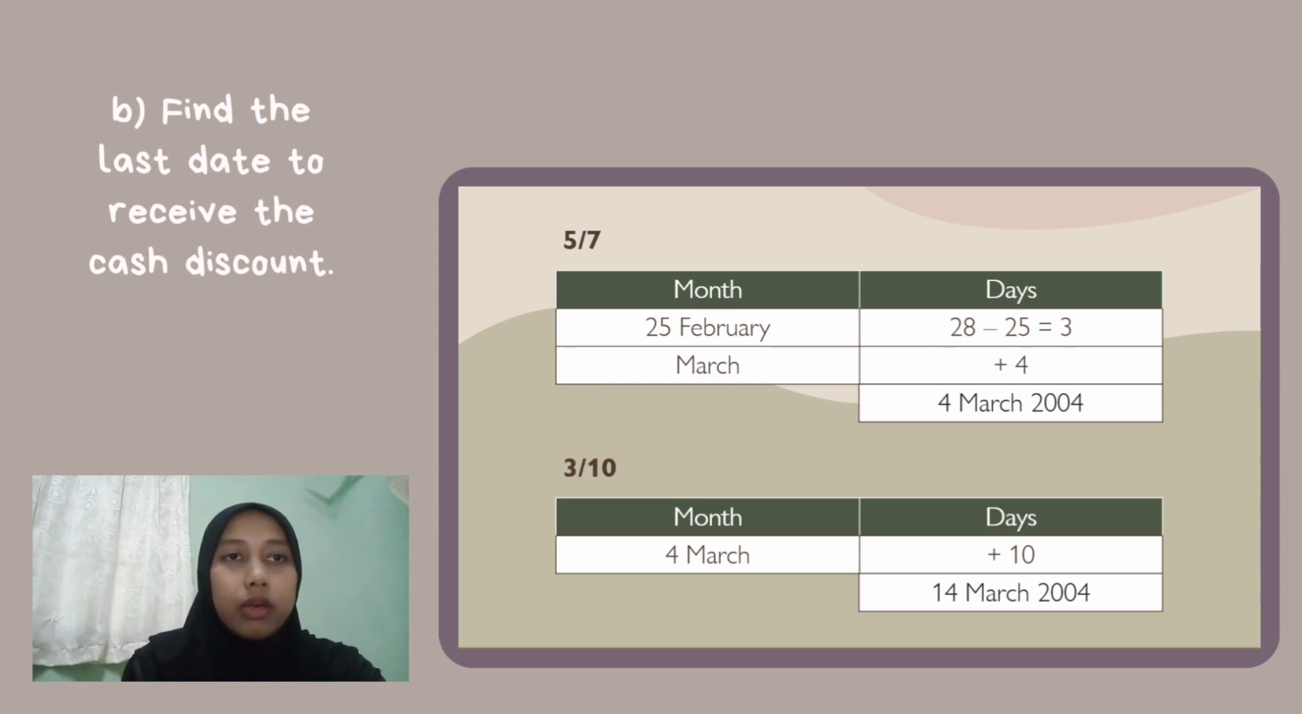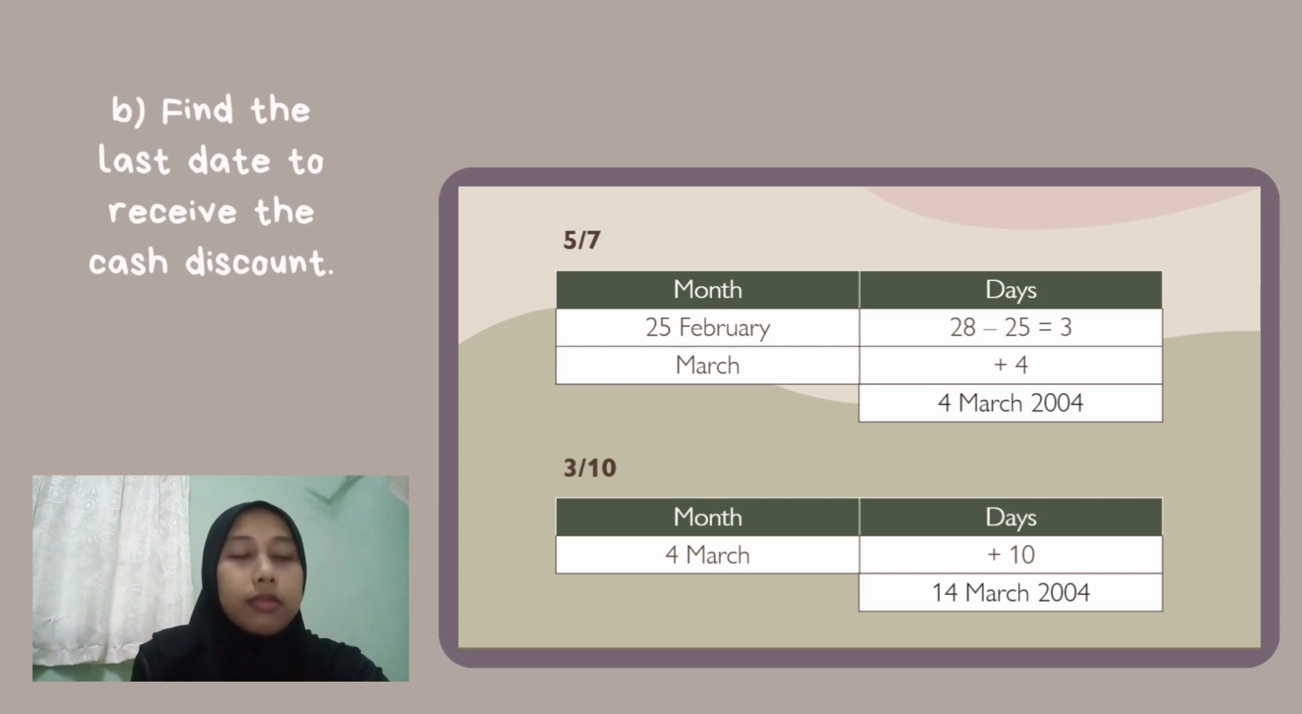In order to calculate the cash discount, we have to make a table to find the answer of the last date. You may refer to my answer on the slide above. So, for cash discount of 5 per 7, there are 2 months, which is February and March. For February, we have to calculate by taking the total of days in February, which is 28, minus 25. So we will get the answer, which is 3.